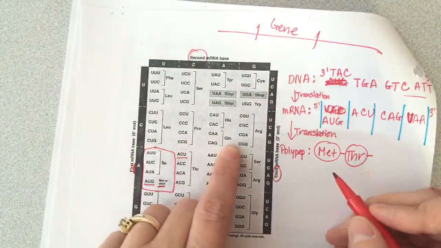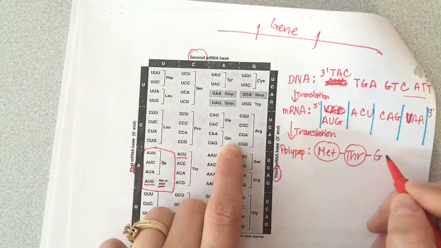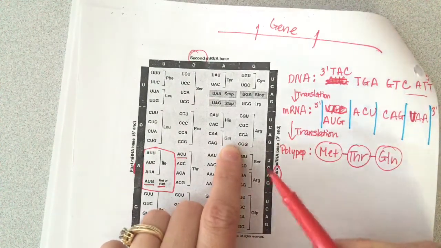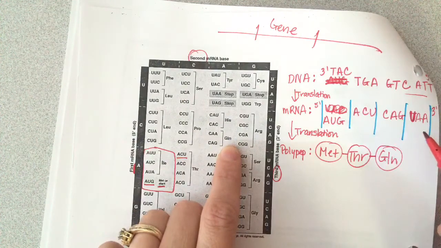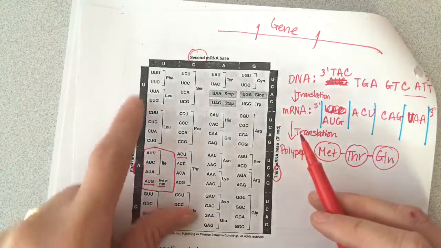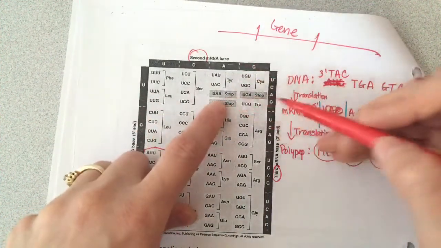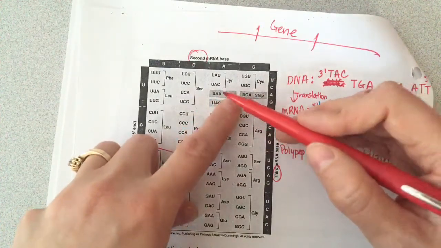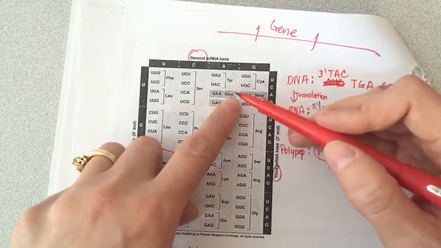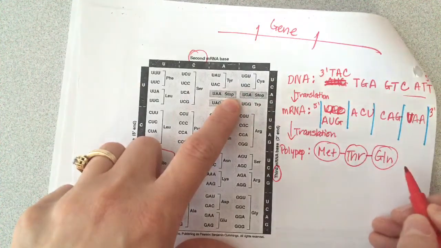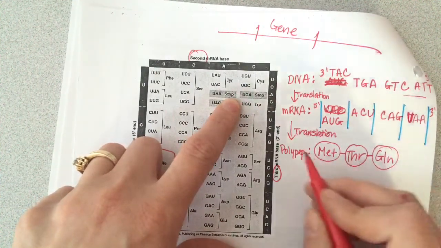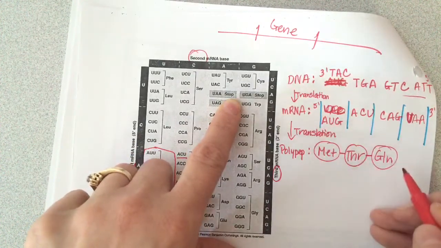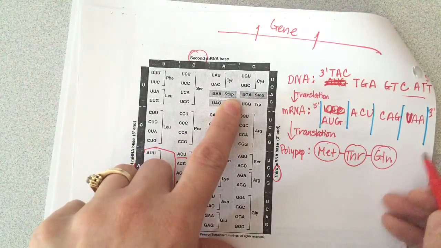All right, and so it's GLN. And then the last one, UAA, you should have gotten here. Here's your UAA. Notice here it stands for stop, and there's not an amino acid. So that codon doesn't stand for an amino acid. What that codon does is trigger your ribosome to know, hey, we're at the end of the mRNA, we're at the end of building our polypeptide, and we're done.